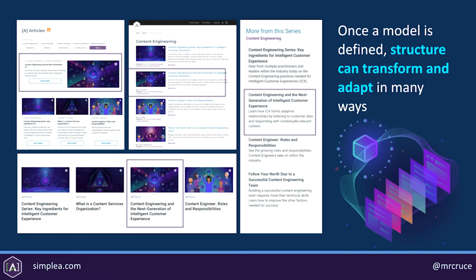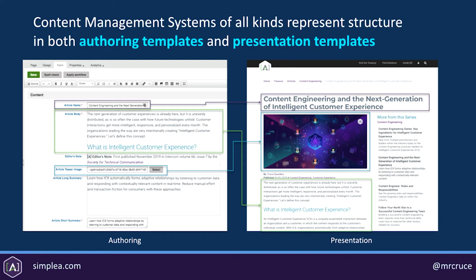So of course, instead of having to manually mark up any of these different places with copy and paste, all of this can flow from a single source. Content management systems of all kinds represent structure in both authoring templates and presentation templates. So the CMS will have an authoring environment, or we'll have an article name, which might be called title.